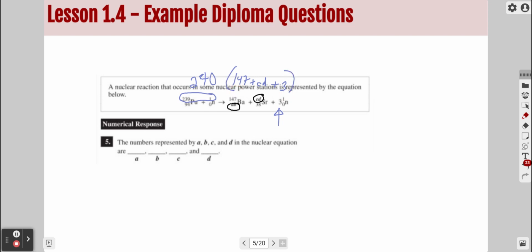So let's figure out. 147 plus 3 gives us 150, plus whatever our unknown is to get us to 240. So if we add 90, 150 plus 90 will get us to 240. So CD must be 90.